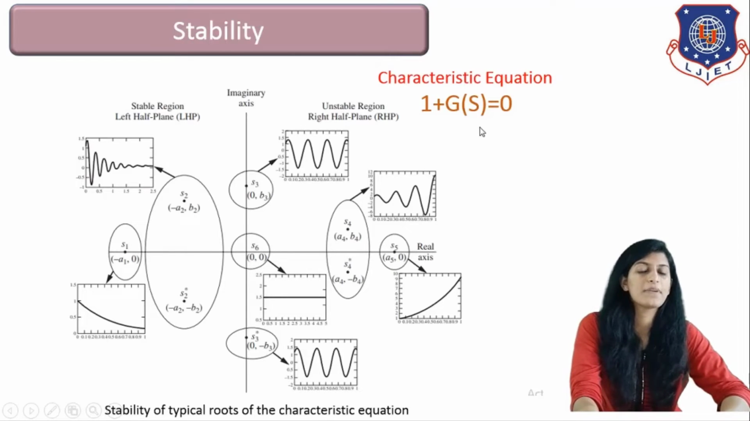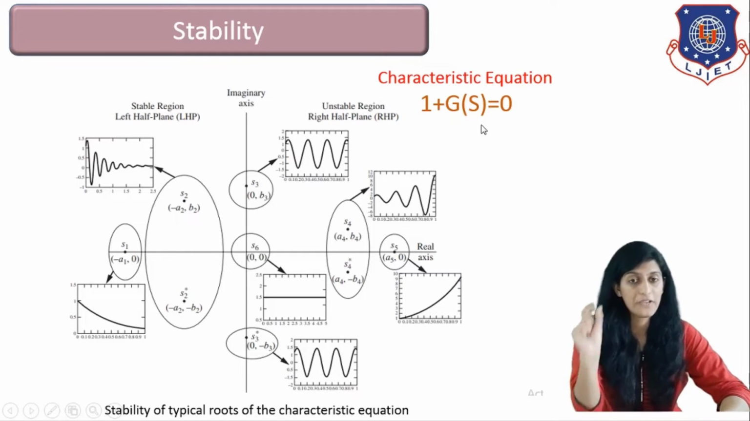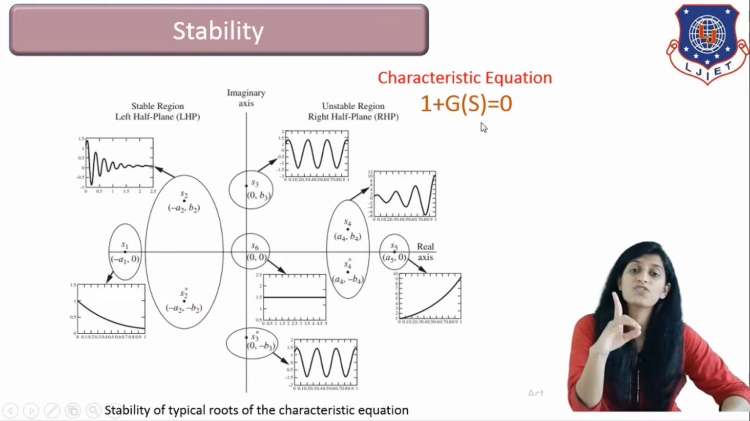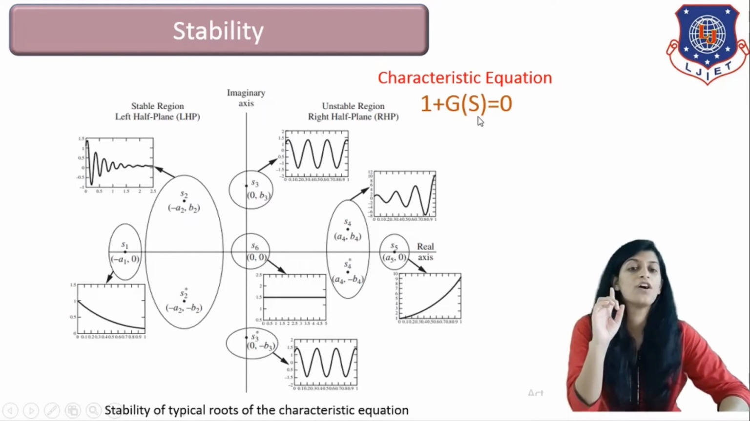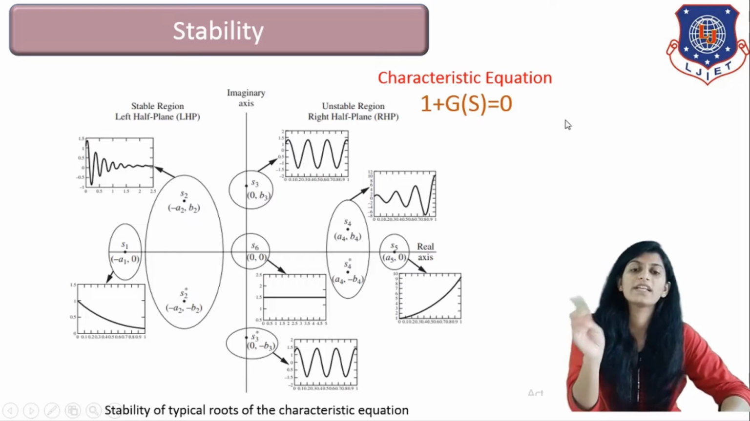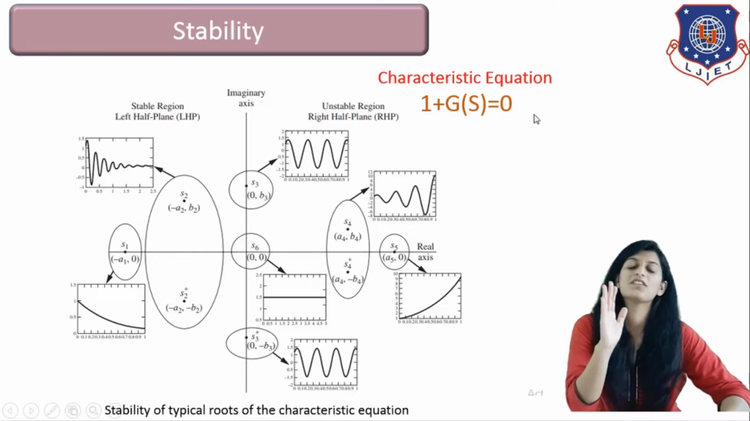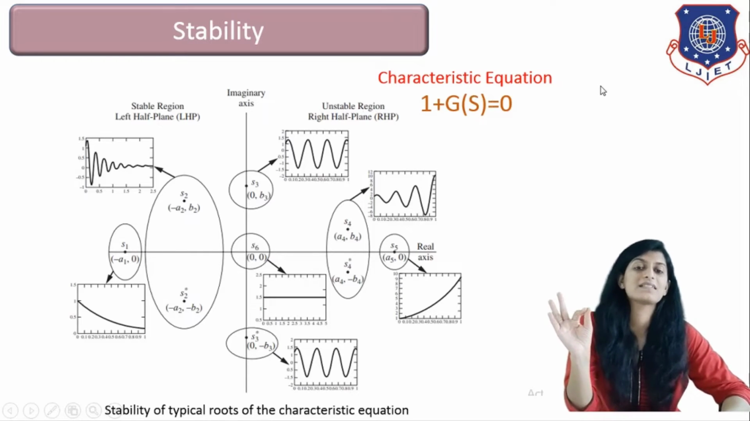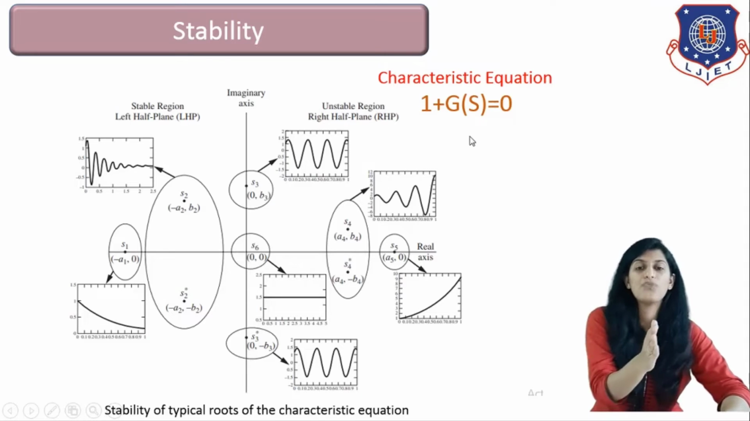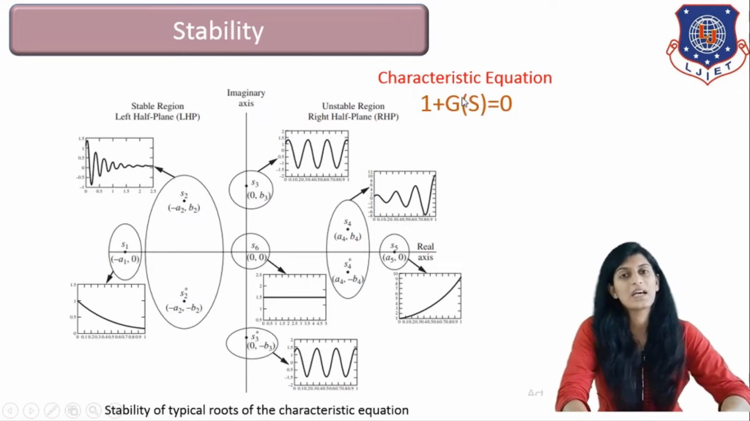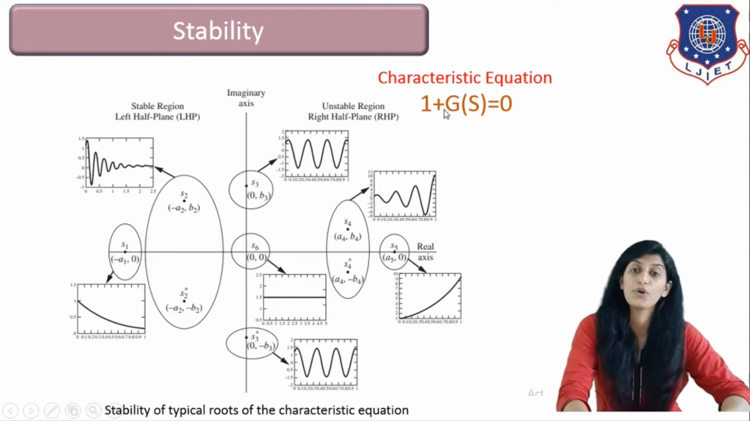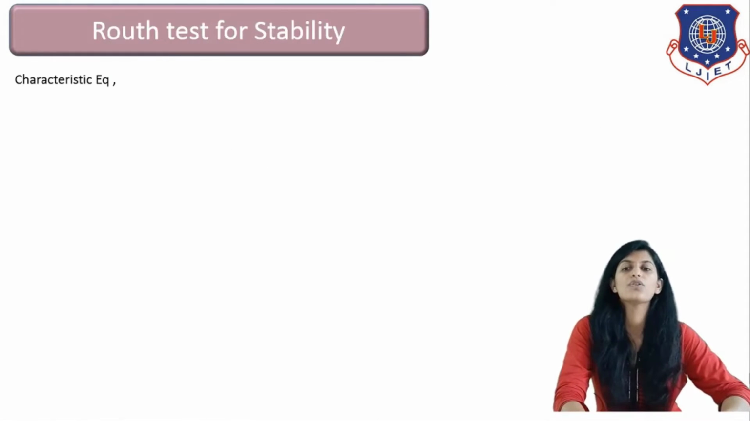This is how we represent our characteristic equation: 1 plus G of s equals 0. G of s is the overall transfer function of our given system. When we add 1 to it and equate it to 0, that is, 1 plus the overall transfer function of our given system equals 0, this is the characteristic equation. It will be in algebraic form. Once we solve it and determine the roots of the equation, we can know whether the given system is stable or unstable.